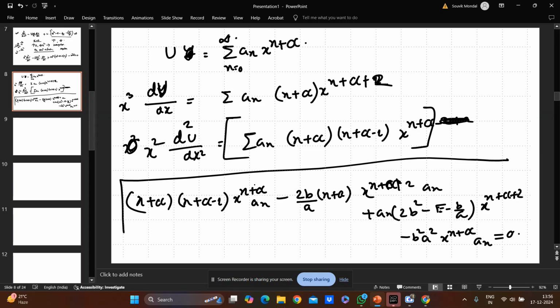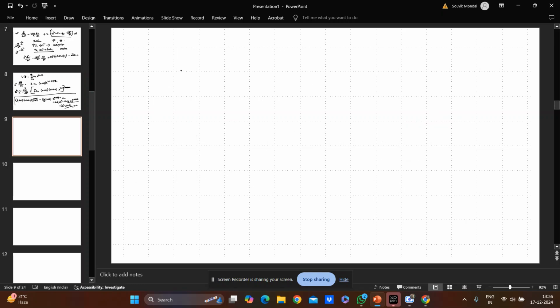Now what is the lowest power? The lowest power is x to the power n plus alpha here and here. These two terms have x to the power n plus alpha plus 2. So take the coefficients of this: n plus alpha into n plus alpha minus 1 minus b squared a squared, and that is equal to 0. This is the indicial equation of the power series solution.